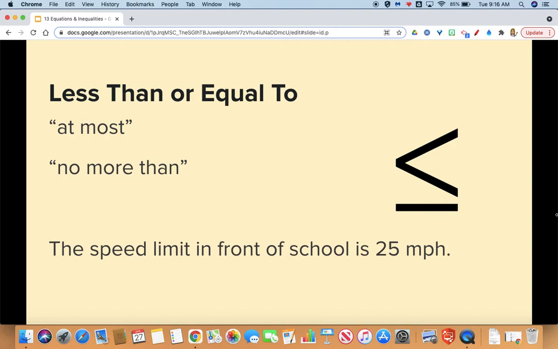A great example in the real world of when we might use this sign is with speed limits. The speed limit in front of school is 25 miles per hour. That means our cars, could they be going 25 miles per hour? Yes, and if they're following that speed limit, they're going that amount or less than that. So our representation of that is the speed needs to be less than or equal to 25.